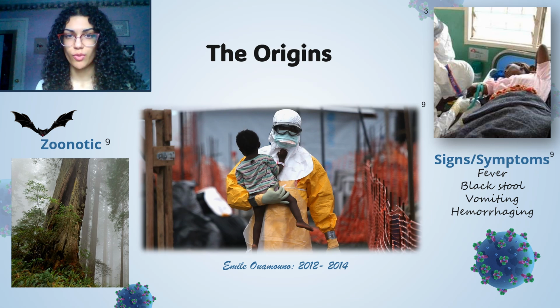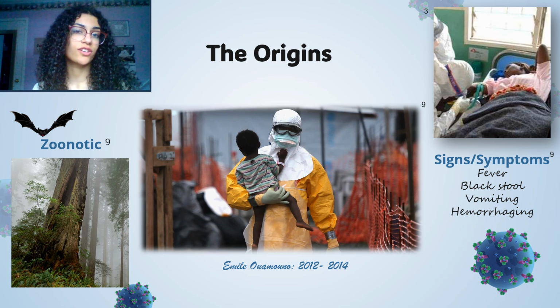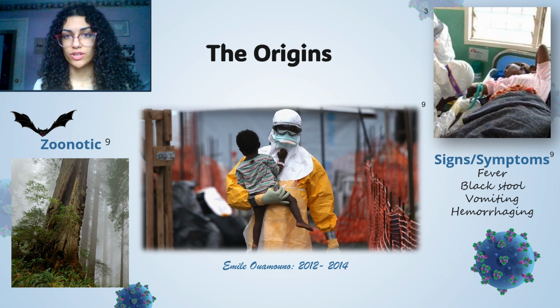It started in December 2013. There was a hollow tree in Meliondo where a group of young boys hunted bats, which they then consumed, and that's where the zoonotic spillover occurred. The first to fall sick was 2-year-old Emile Amano, who experienced fever, black stools, and vomiting. He unfortunately passed away 2 days later.